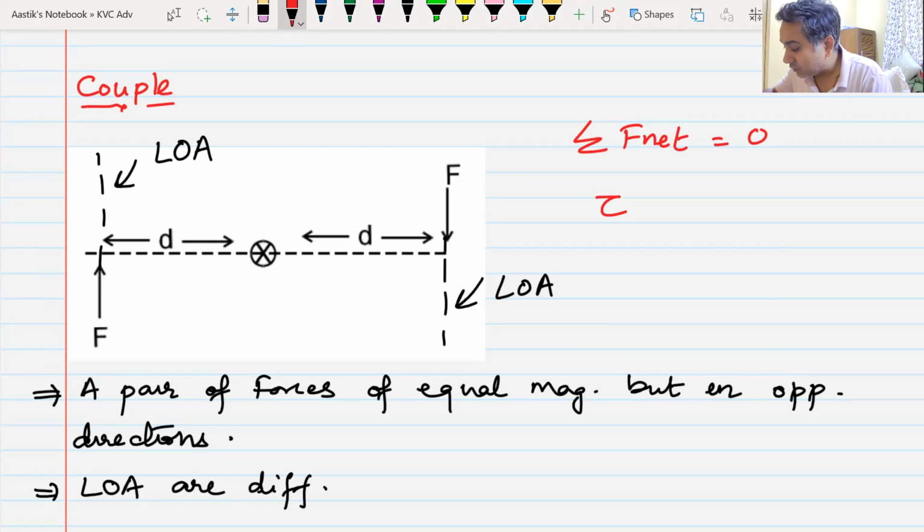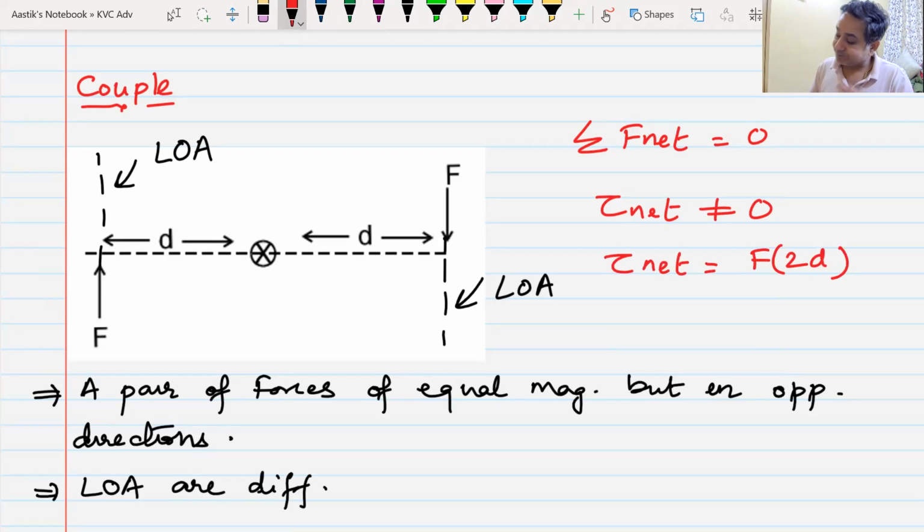But the net torque is not zero. In fact, the net torque of this couple of forces can be given by the formula F multiplied by 2D, where F is the magnitude of force and 2D is the distance between them. These are the important things that you must remember about a force couple. Have you noted this down?